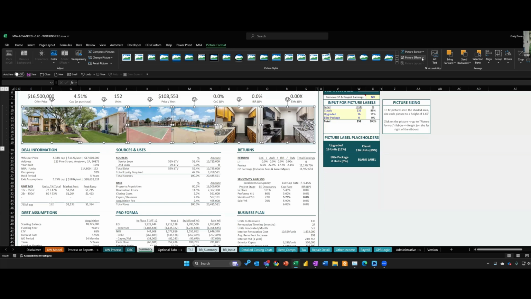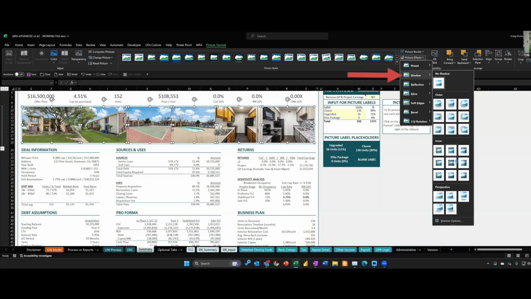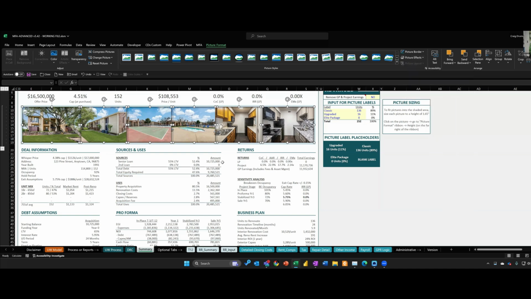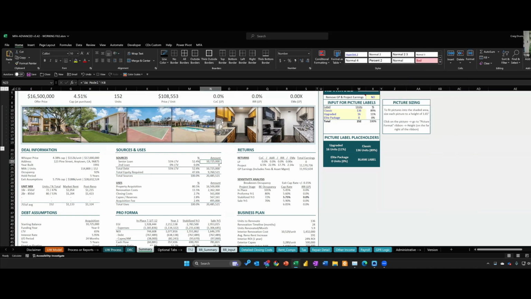And then sometimes, just because I like a little bit of differentiation between my pictures, I'll go to picture effects, I'll do a shadow, and I'll do an internal center inside shadow. And it just gives some kind of separation between these pictures. Just easier to look at for me. And that's it. So once the pictures are there, you can put a label over the top, and that's what these are right here, these picture labels.